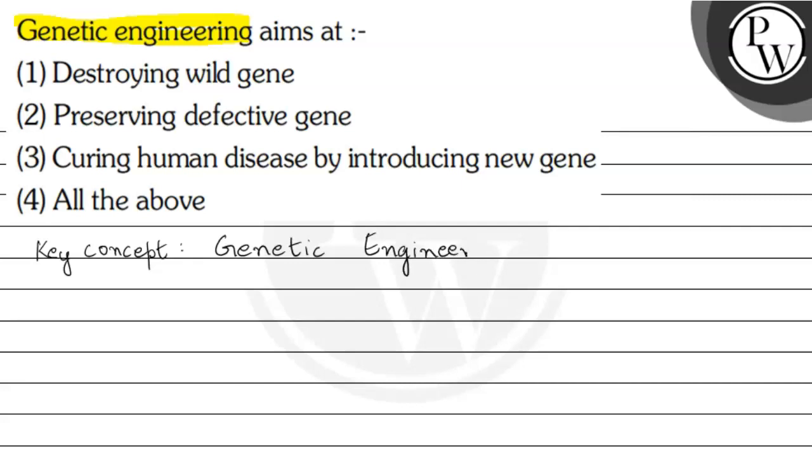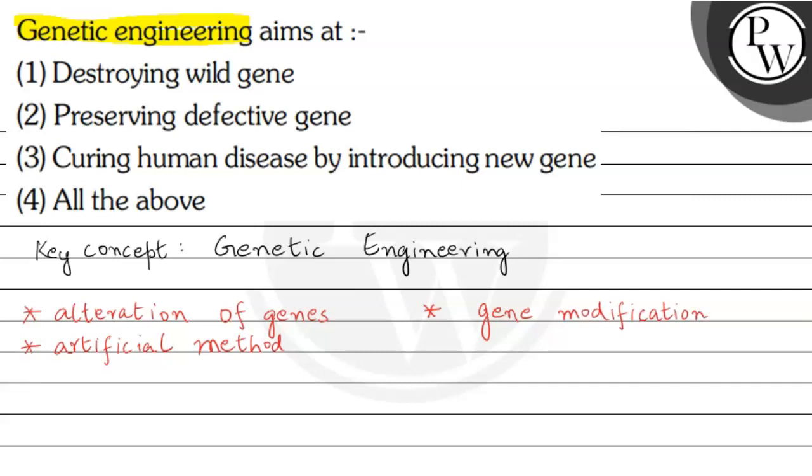So first of all, genetic engineering is a method of alteration of genes of plants, animals, and microbes depending upon our own needs. So, genetic engineering is an artificial method which is used to modify the genes of an organism. So, we can say that genetic engineering is a technique of gene modification or gene manipulation.